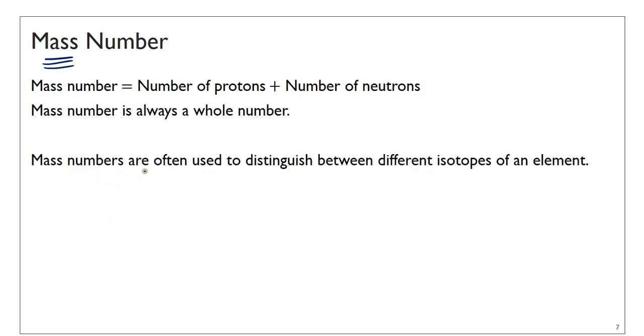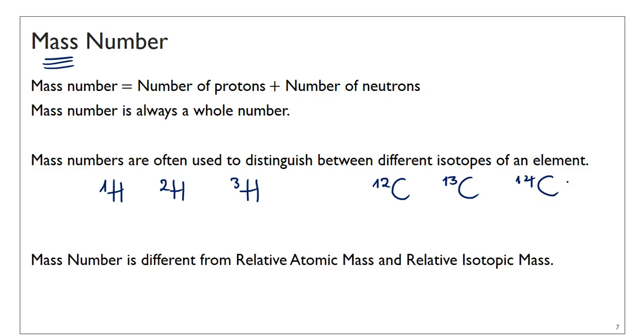We use mass numbers a lot to distinguish between different isotopes of an element. So for example, I can have hydrogen 1 or hydrogen 2 or hydrogen 3. And that is how I would say these symbols as well, hydrogen 1, hydrogen 2, hydrogen 3. And that is to distinguish between the 3 different isotopes of hydrogen. Or I can have carbon-12, which just means that the mass number is 12, and there is carbon-13 or carbon-14. So we normally use mass numbers as a way to distinguish between different isotopes of an element.